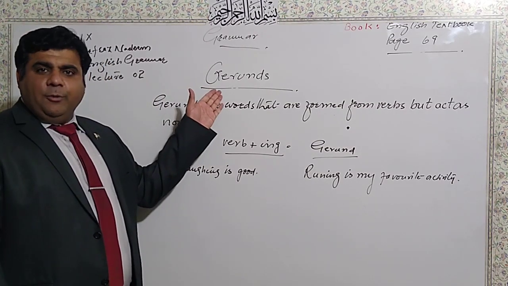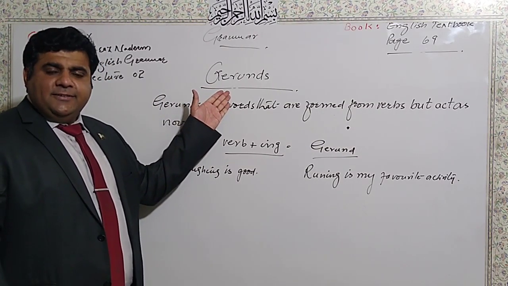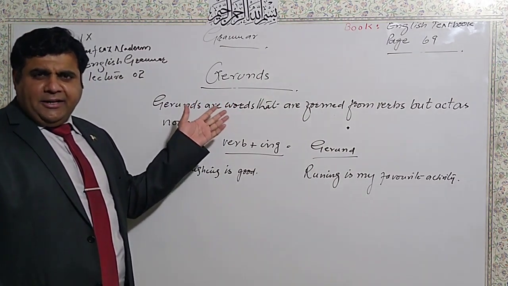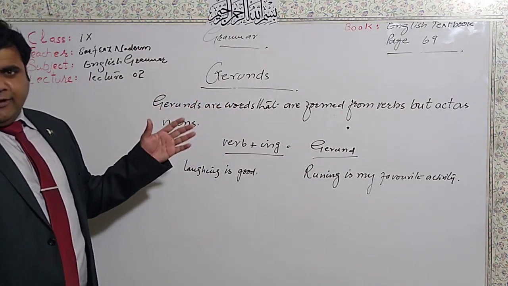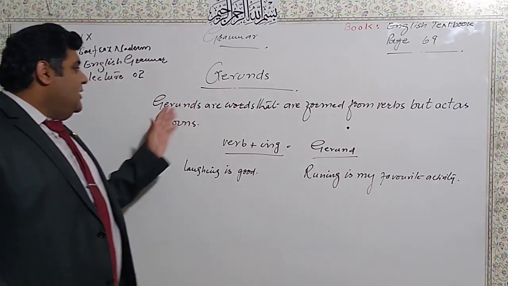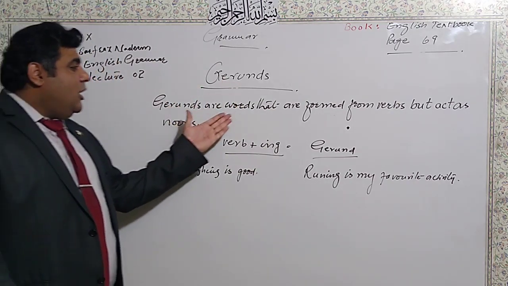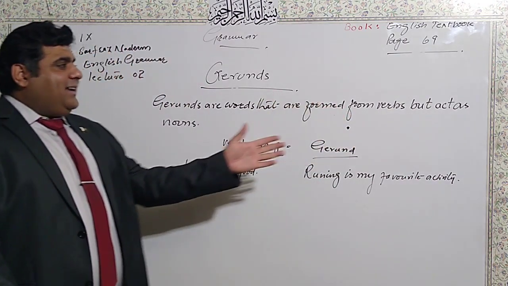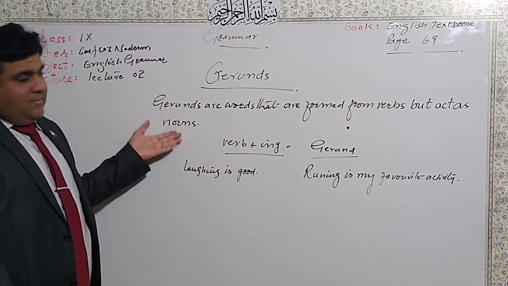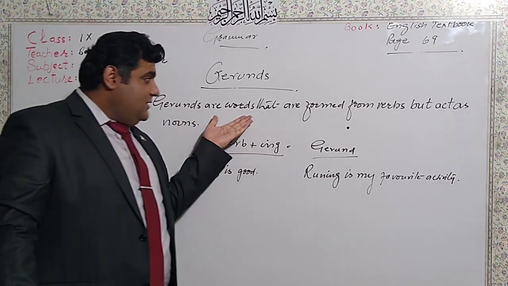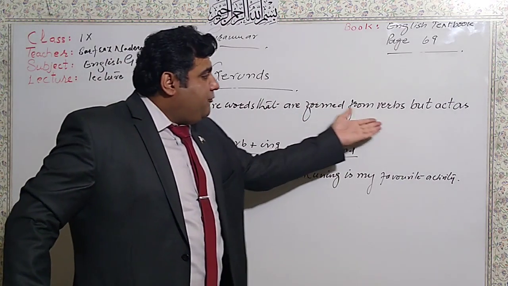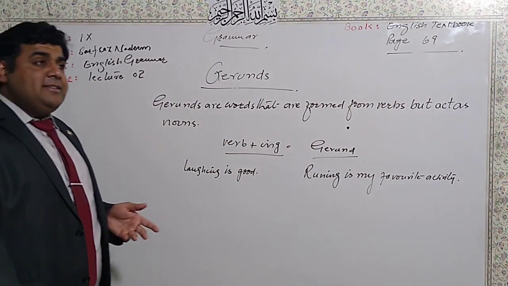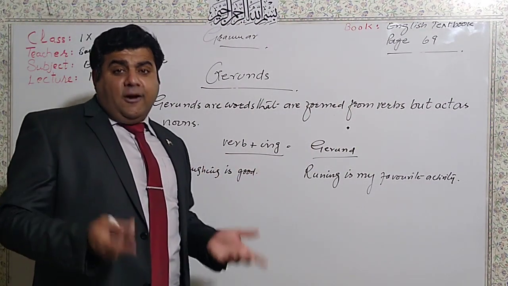Dear students, the third topic is gerunds. Definitely you know very well about the gerunds, but it's a kind of repetition, I might forget it. So we are going to tell you again. What are gerunds? Gerunds are words that are formed from verbs but act as nouns. It means that gerunds work as a noun.